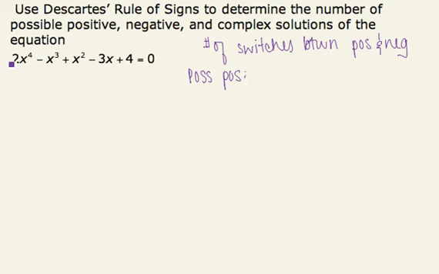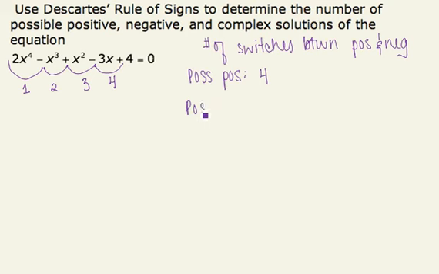So we go from a positive to a negative, that would be one switch. Back to a positive, that would be a second switch. Switch from a positive to a negative, that's a third switch. And from a negative to a positive, that's the fourth switch. So our possible positives right now are 4.